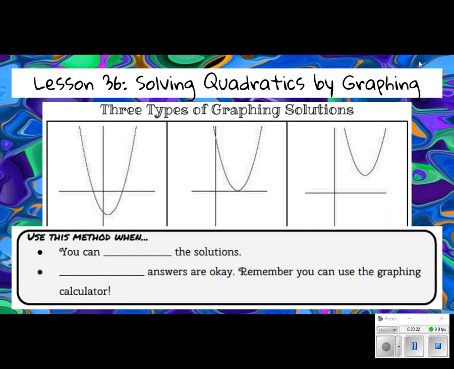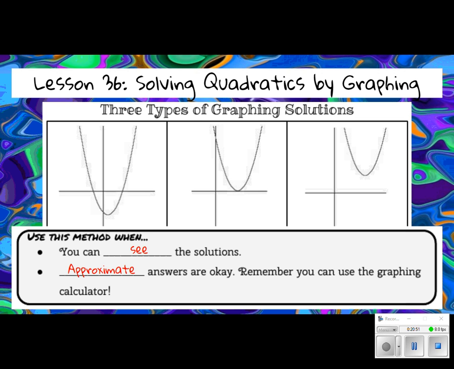So you're going to use this method when you can see the solutions. If I go to stick this in the graphing calculator and I hit graph, and I can't see the solutions, it means graphing it is probably not going to be the best method. There should be a better method. When approximate answers are okay, that's when graphing works. If I tell you I want exact solutions, there is a different way that I'm going to teach you again next week.